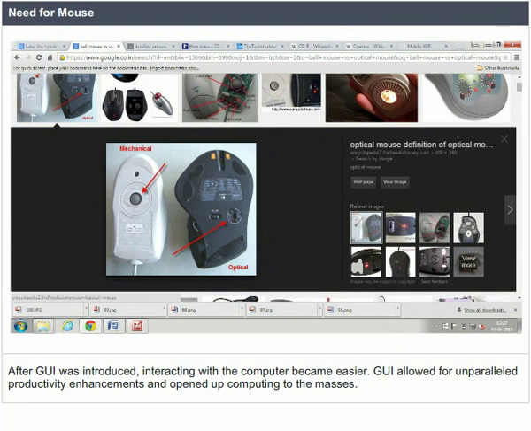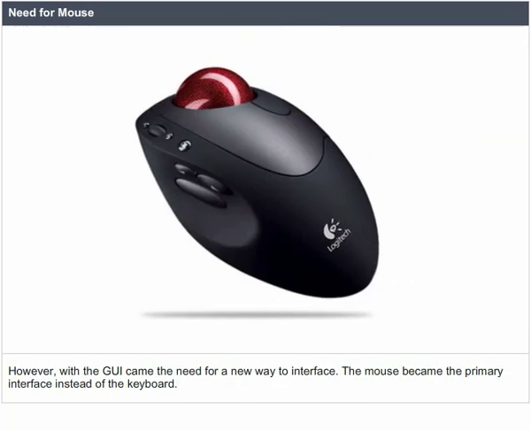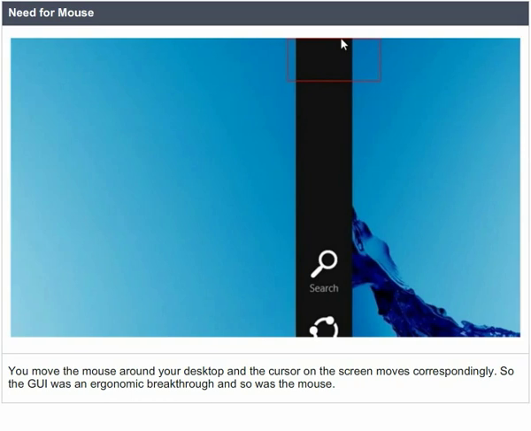However, with the GUI came the need for a new way to interface. The mouse became the primary interface instead of the keyboard. You move the mouse around your desktop and the cursor on the screen moves correspondingly. So the GUI was an ergonomic breakthrough, and so was a mouse.